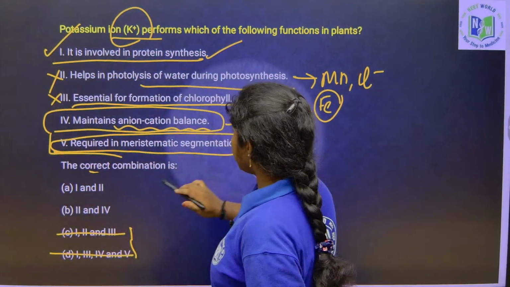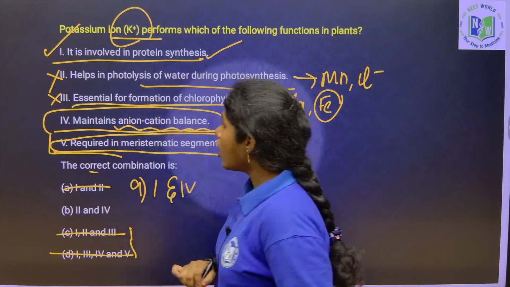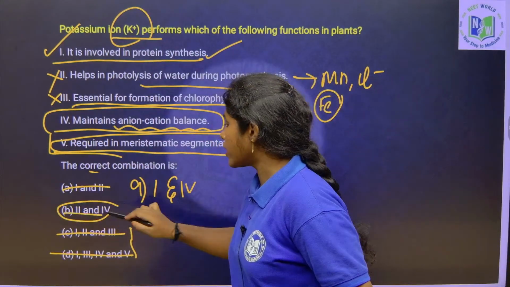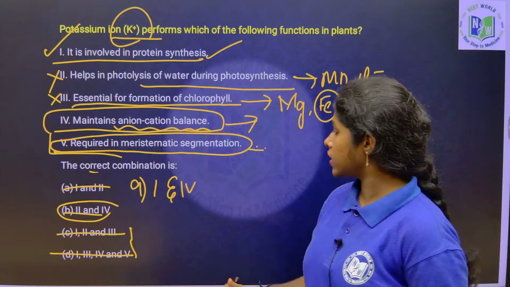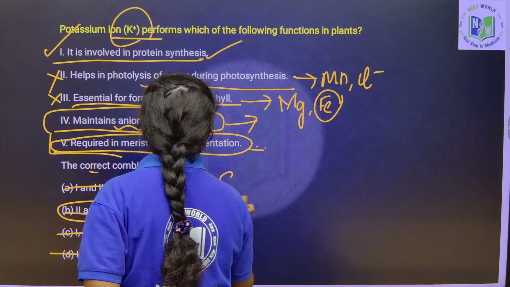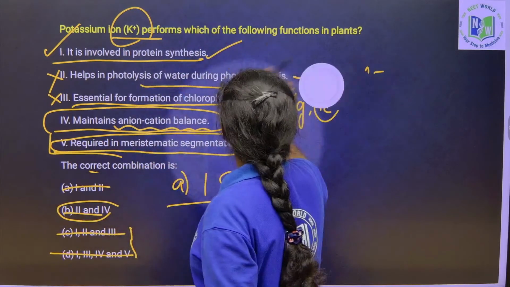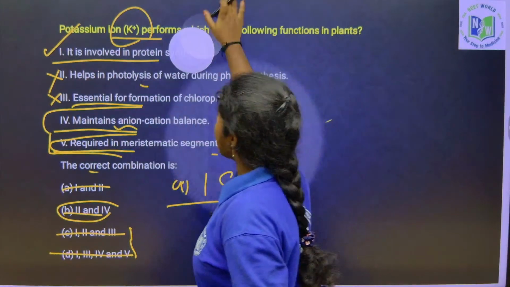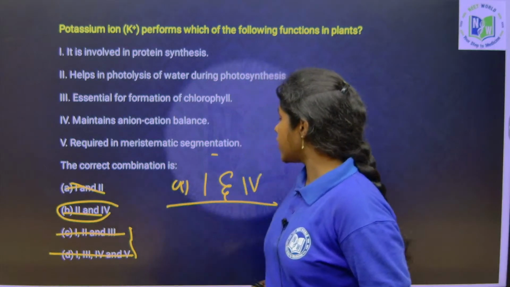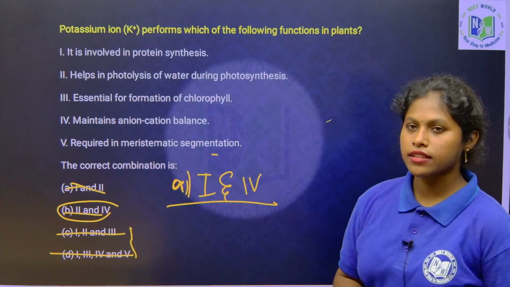So wait, here the options are wrong, students. 1 and 4 are correct, students, and 5 is also not given. If 5 were there, it would be correct. So 1 and 4 are correct: maintenance of anion-cation balance, and involvement in protein synthesis. Got it? So 1 and 4 are the correct options. Got it?